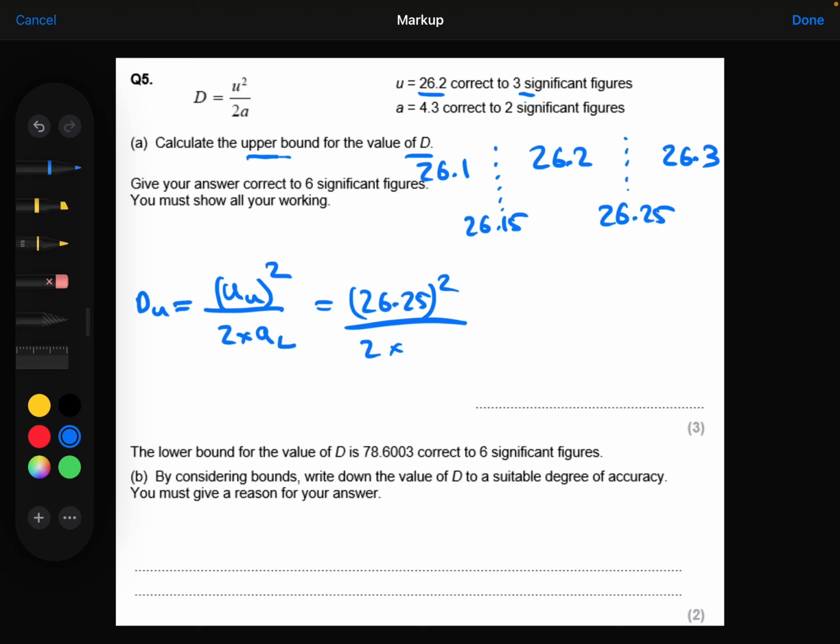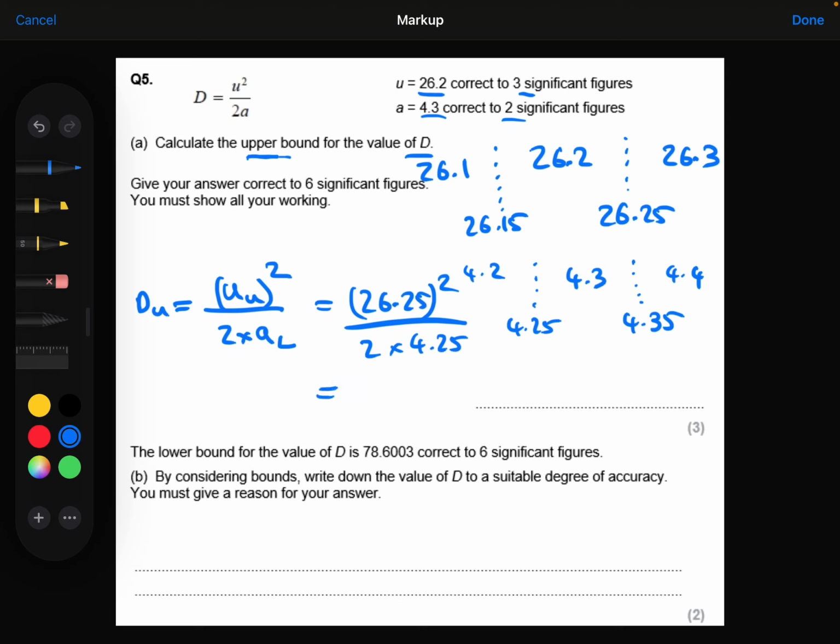Right, now we want the lower bound for A. Now A is 4.3 to two significant figures. So the level above that is 4.4. The level below that is 4.2. So the lower bound is 4.25, the upper bound is 4.35. So we want the 4.25.